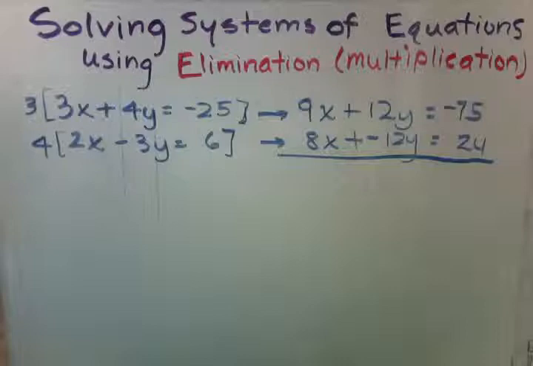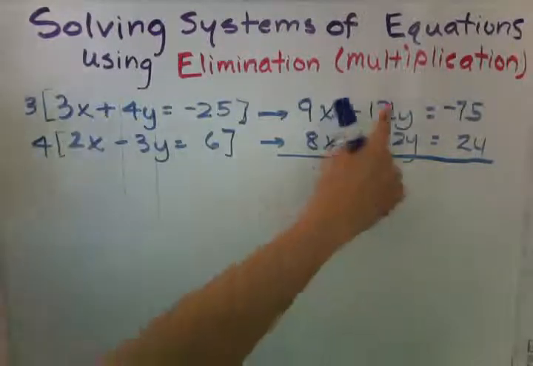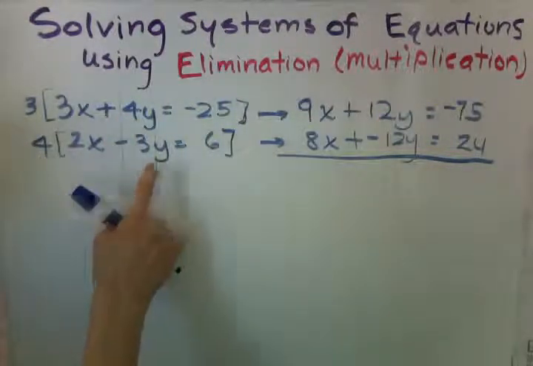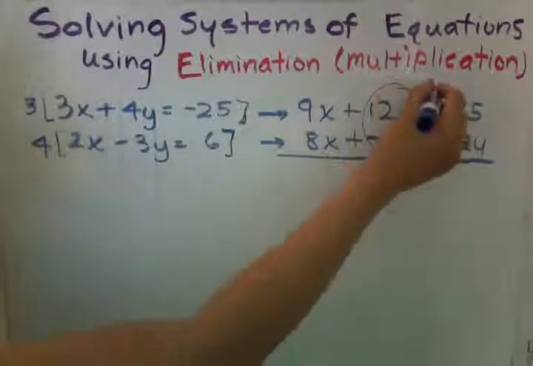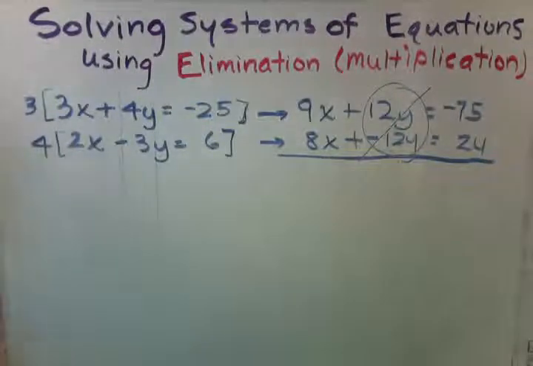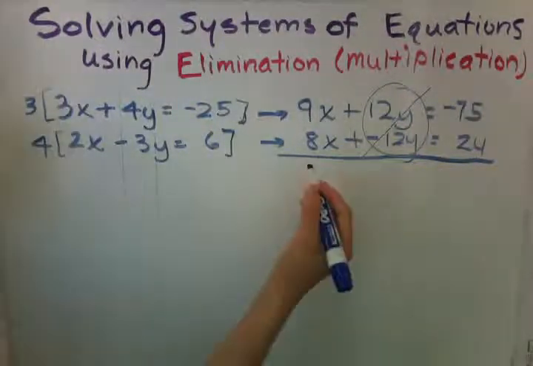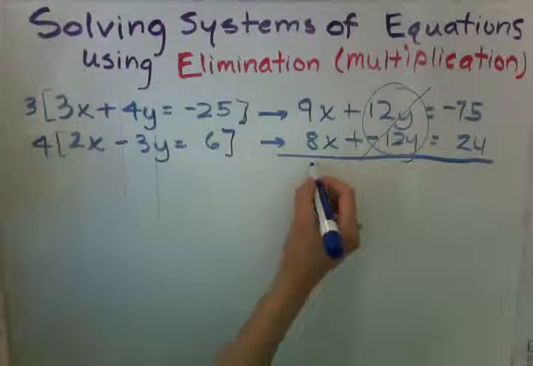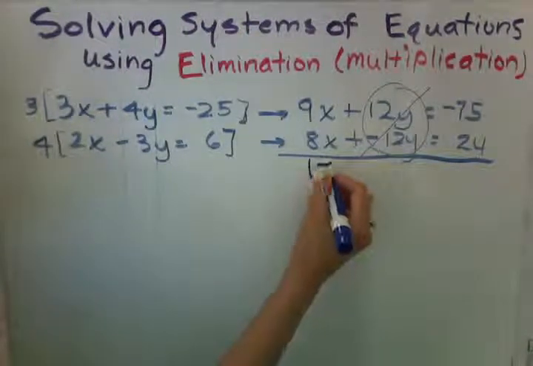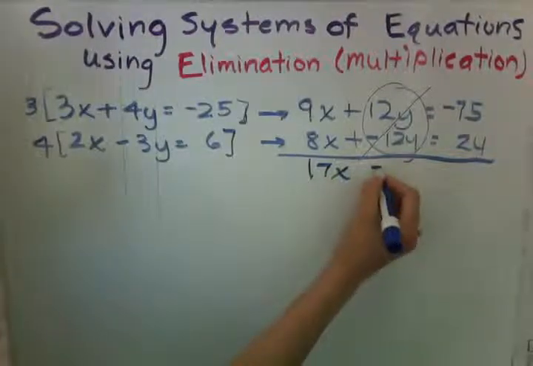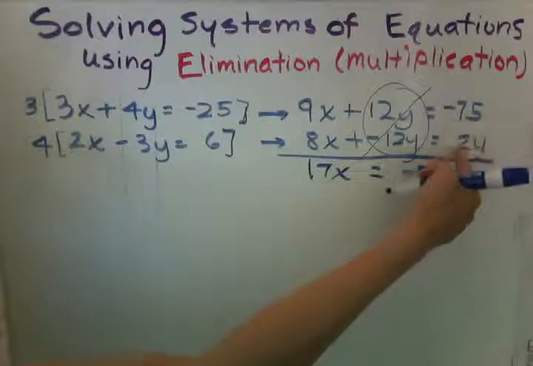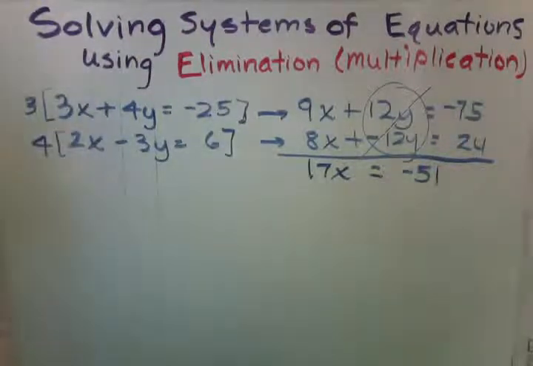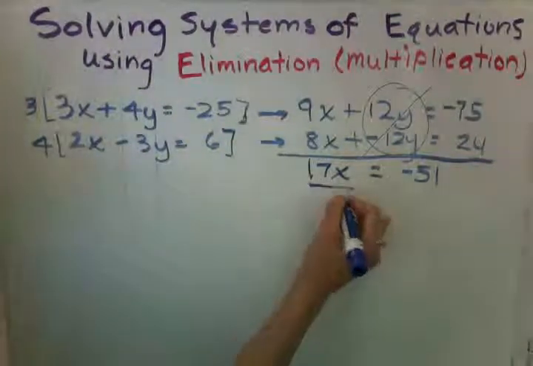So our goal was accomplished. We were able to convert 4y and negative 3y into a positive 12y and a negative 12y in order to cancel this variable out. And then it becomes just like our normal problems from earlier on. 8x and 9x is 17x equals negative 51, a negative plus a positive, negative 75 plus positive 24. Then we're going to go ahead and divide both sides by 17.